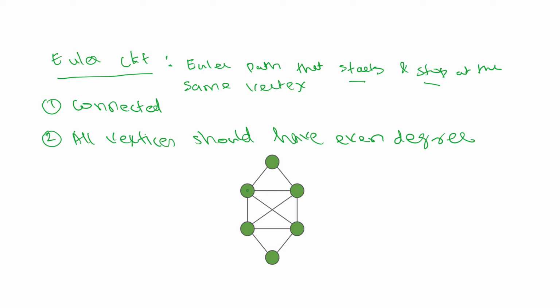Connected means you should be able to travel from one vertex to any other vertex, and all vertices should have even degree. So if you look at this diagram, the degree of this node is 2, this is 4, this is 4, this is 2, and 4, and 4. Okay, so you can see that you have all the vertices with even degree. So you can have an Euler circuit in this particular graph, and you can start at any of these vertices and you can finish at the same point.